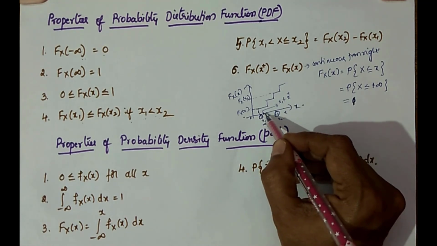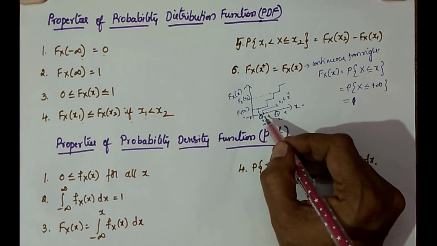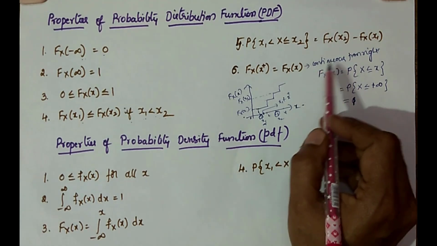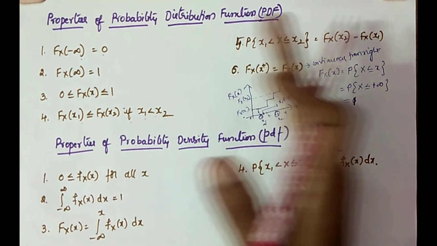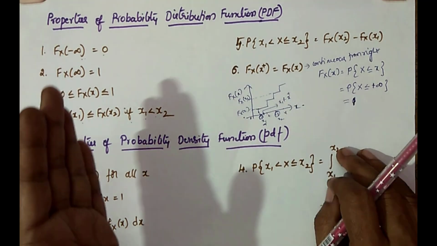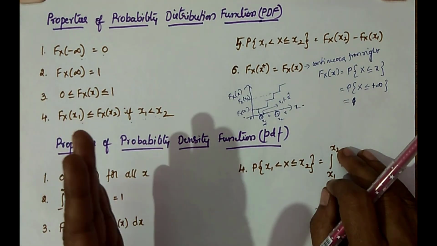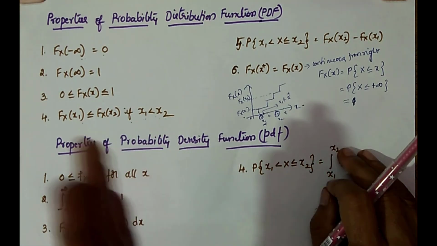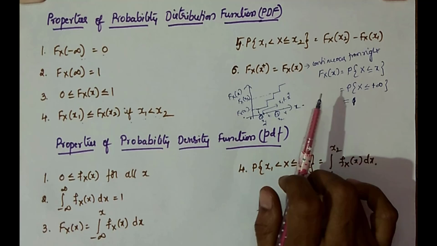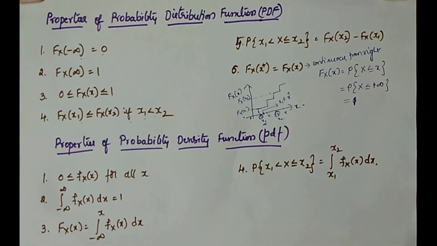Even for a small value of x, it is continuous. That is the meaning of this. Another point is that it is continuous from the right. Always you can see the probability distribution function from left to right, which means it is continuous from the right. So these are the properties of the probability distribution function. Based on these properties, we are going to solve many problems.